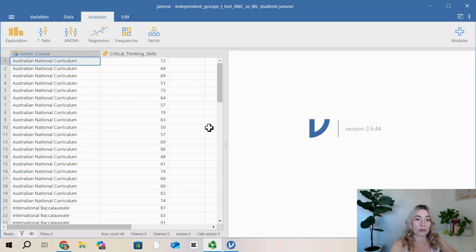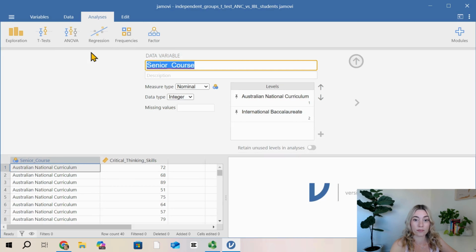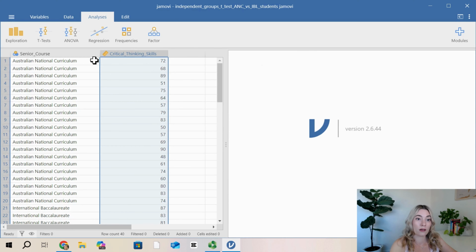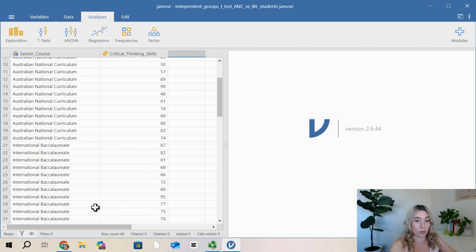Here we have our dataset within Jamovi. We have two variables, senior course, which is a nominal variable, and critical thinking skills, which is a continuous or a scale variable. In this example, we're interested in seeing whether the critical thinking skills differs between high school seniors who are in an Australian National Curriculum senior program relative to those in an International Baccalaureate senior program.